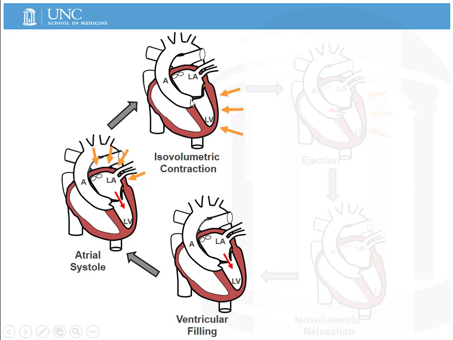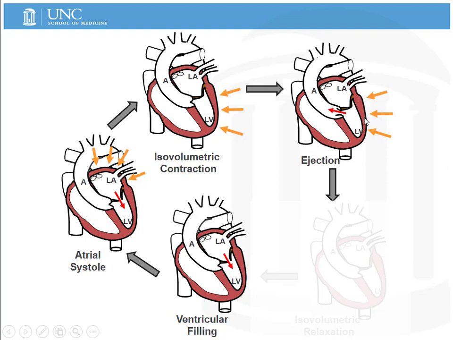The ventricle continues to contract, but at this point, the pressure in the aorta is still greater than the pressure in the ventricle, so the aortic valve remains closed. This period is called isovolumetric contraction because the ventricle is contracting against closed valves. So although the pressure inside the ventricle rises quickly, the volume stays the same. The ventricle continues to contract, and when the pressure in the ventricle finally exceeds the pressure in the aorta, the aortic valve opens, allowing blood to flow down its pressure gradient out of the ventricle and into the aorta, out into the systemic circulation. This process is known as ejection.